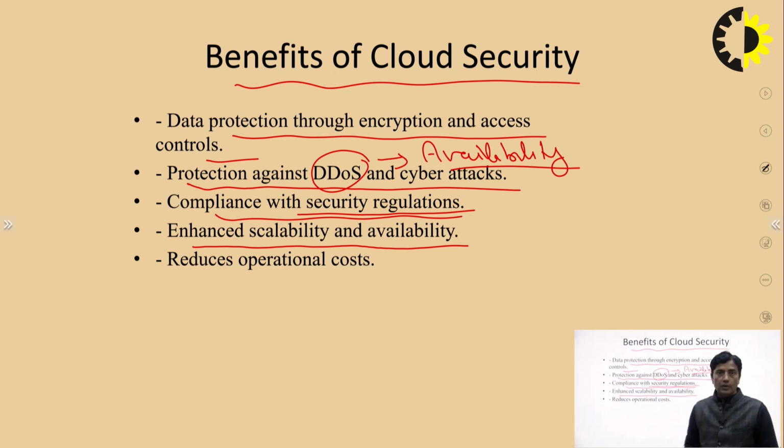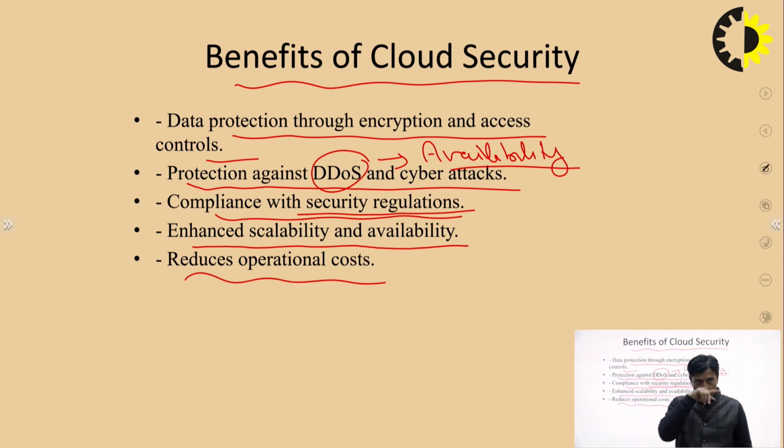Enhance scalability and availability. Availability I have told you is an important parameter. Scalability means the number of users supported. When the maximum number of users can use the system without degradation of performance, it is known as a scalable system. Availability means whenever we require, we get our resource. There should not be any lock-in. Reduce operational cost. Operational cost will be reduced when there is proper security measurement.